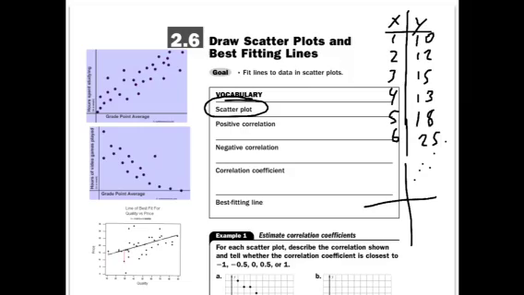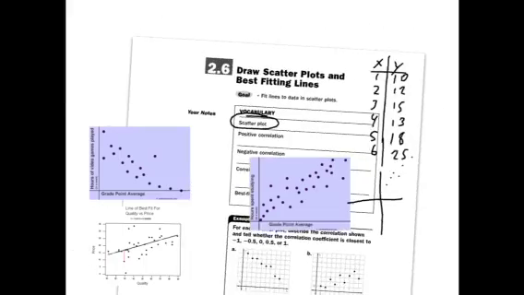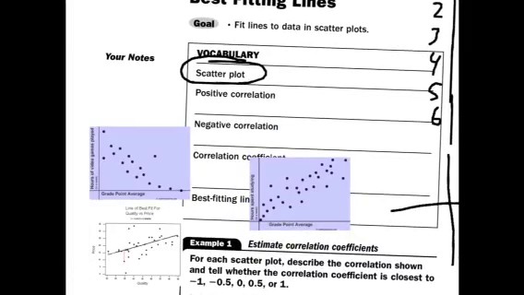If you have a scatter plot with a positive correlation, it's going to look something like this one, where everything looks to be going in an up direction. So that has positive correlation.